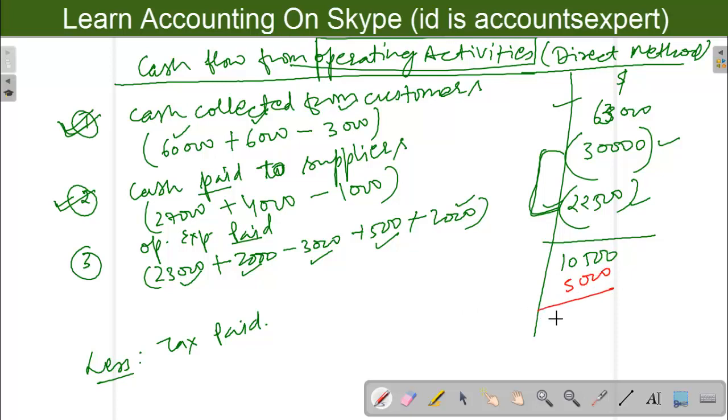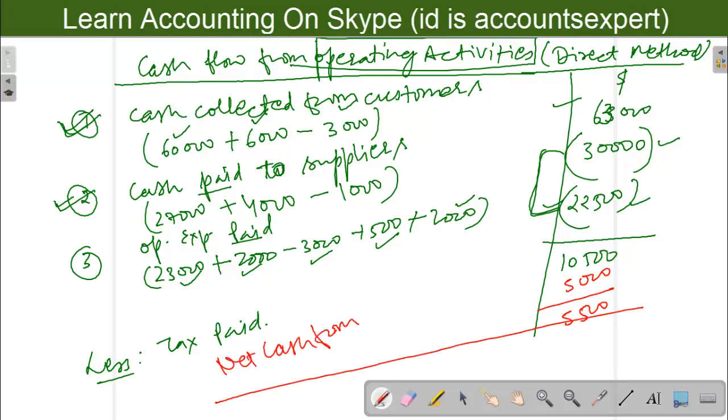Now after subtracting tax payment, we will get the answer, 5500. Positive answer. So this is what? This is net cash from operating activity. Understood? So in this manner we got our answer. This is our answer, 5500.